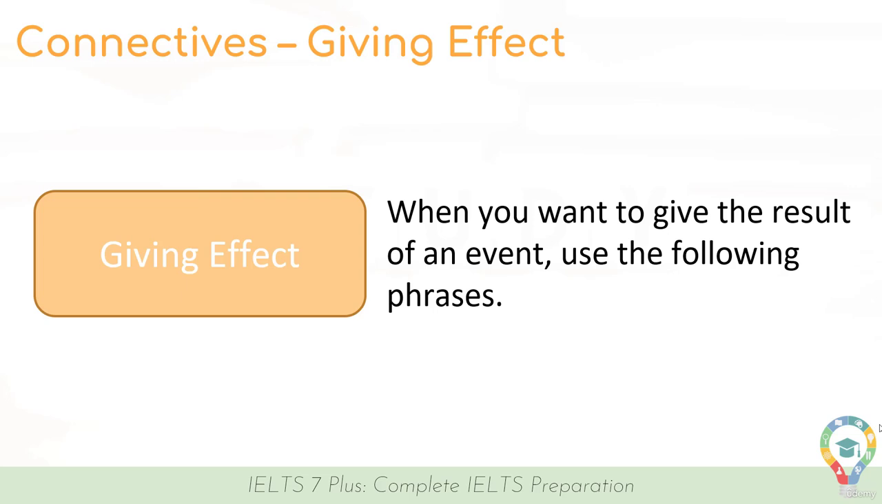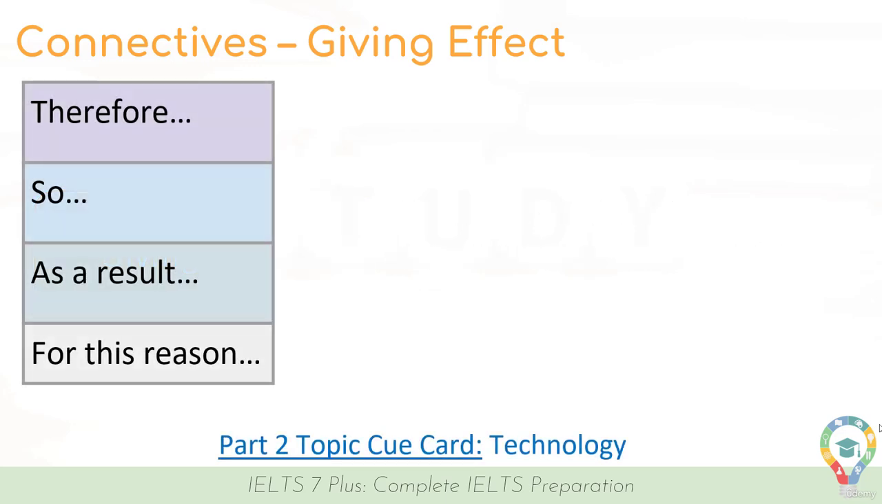By giving effect, I mean something like, it was raining, therefore I wore my coat. The result is I wore my coat because of the situation, it was raining. Let's see 4 examples. The Part 2 topic cue card has been changed to technology. Here's number 1.